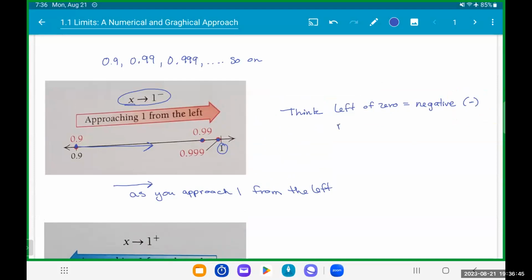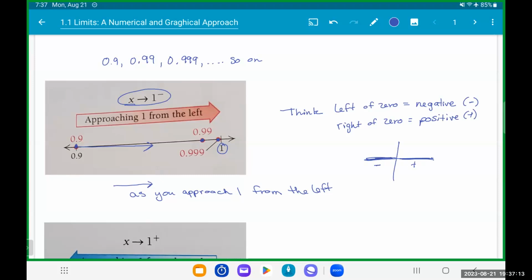You can also think right of 0 is positive. So basically, if I'm to the left, I'm negative, right? And you could think about that. On the left side of our number line is our negative x's. On the right side is our positive x's.